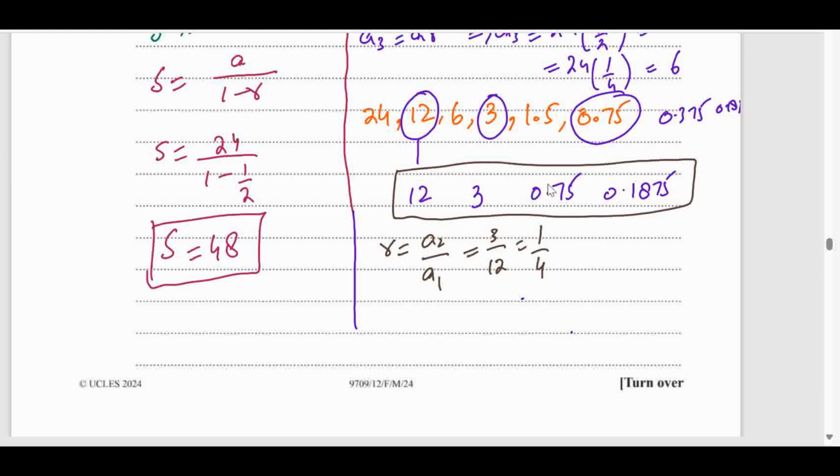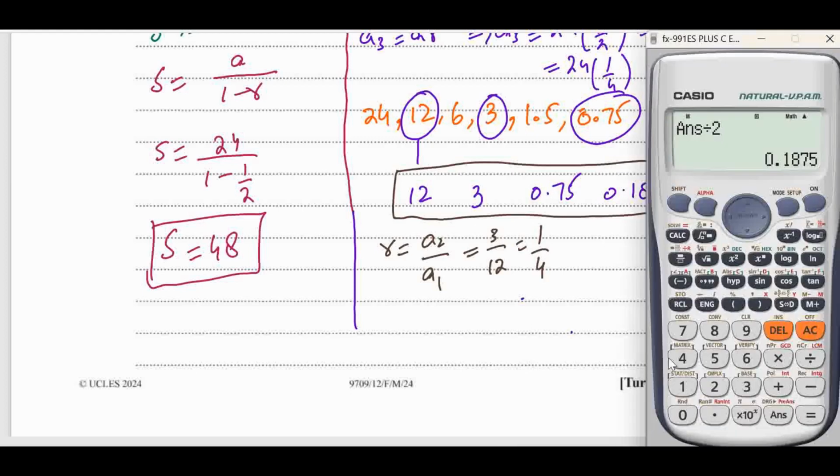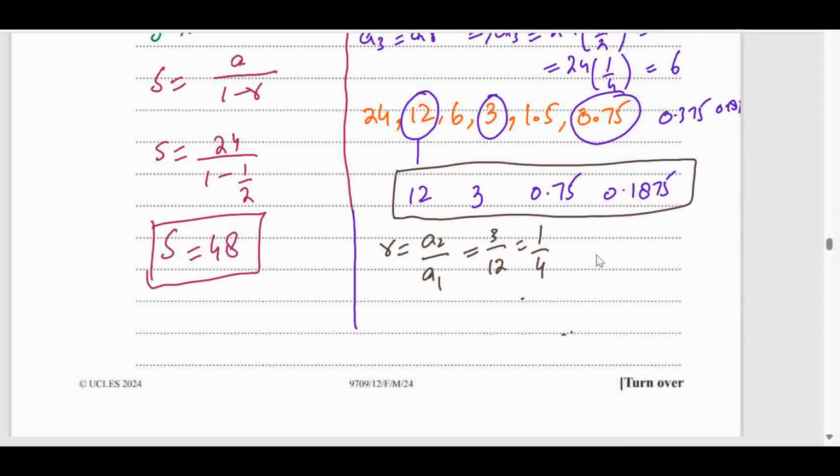We can cross check this one: 0.75 divided by 3, so it will be 1 by 4. So the ratio is this, and a is 12. So we know that the sum of even numbers, the sequence which is in even order, will be equal to a divided by 1 minus r. Now a is 12, r is 1 by 4.